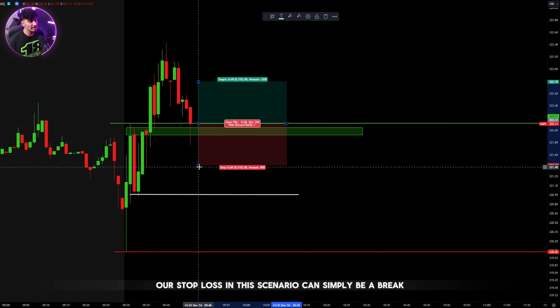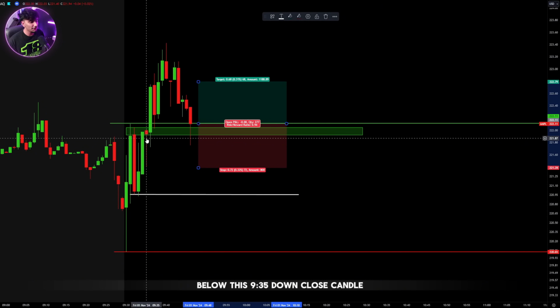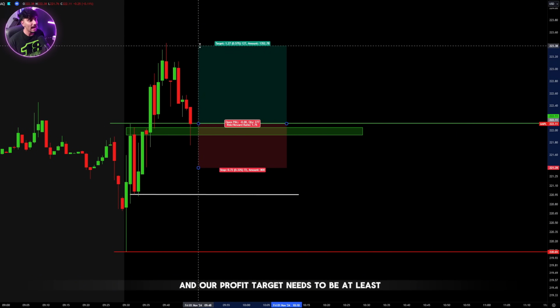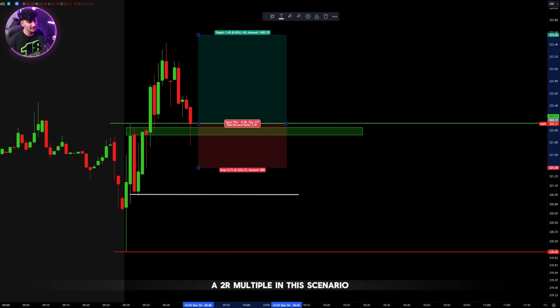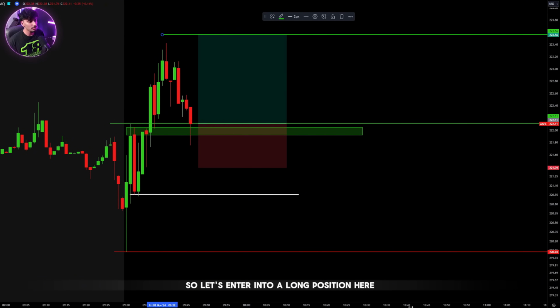Our stop loss in this scenario can simply be a break below this 935 down close candle, and our profit target needs to be at least a 2R multiple. In this scenario, the 2R multiple is a little bit above high of day. So let's enter into a long position here and see exactly what happens.